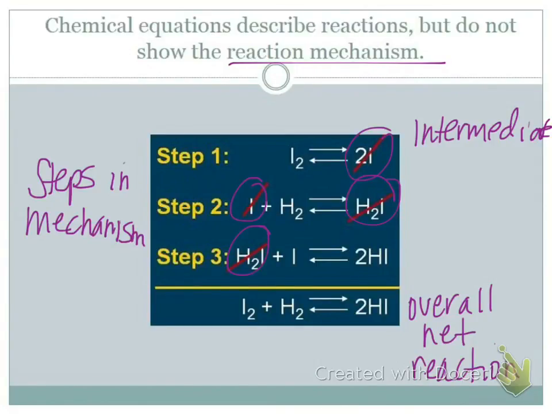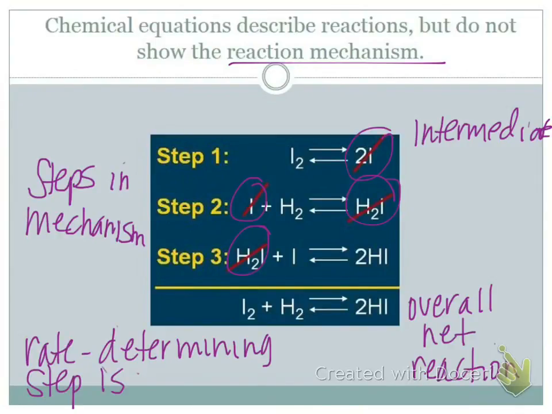Now, usually one of those steps is a rate determining step, meaning it determines how quickly or how slowly the reaction proceeds. The rate determining step is always the slowest step. Kind of like, you know how they say a chain is only as strong as its weakest link. A reaction is only as fast as its slowest step.